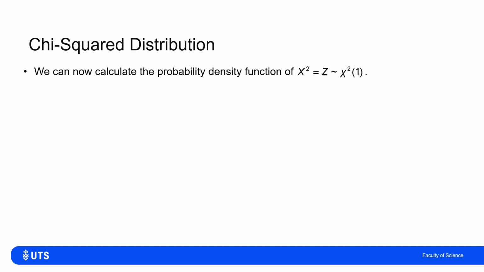So let's actually work out what its density function is. So let's say x is a standard normal. I square it and call x squared equals z, and say therefore z has a chi-squared distribution with 1 degree of freedom.